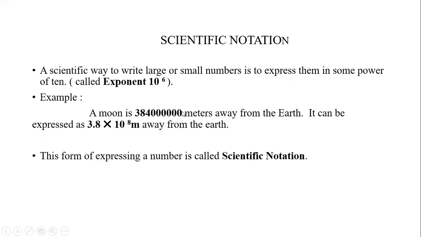How can we term it as 3.8 exponent 8? We have to shift the point. How can we shift the point? 1, 2, 3, 4, 5, 6, 7, 8. We are shifting the point from right to left, so it becomes 3.8 exponent 8 meter away from the earth. So instead of writing a very large quantity, we can simply term it as 3.8 exponent 8. This conversion is known as the scientific notation.